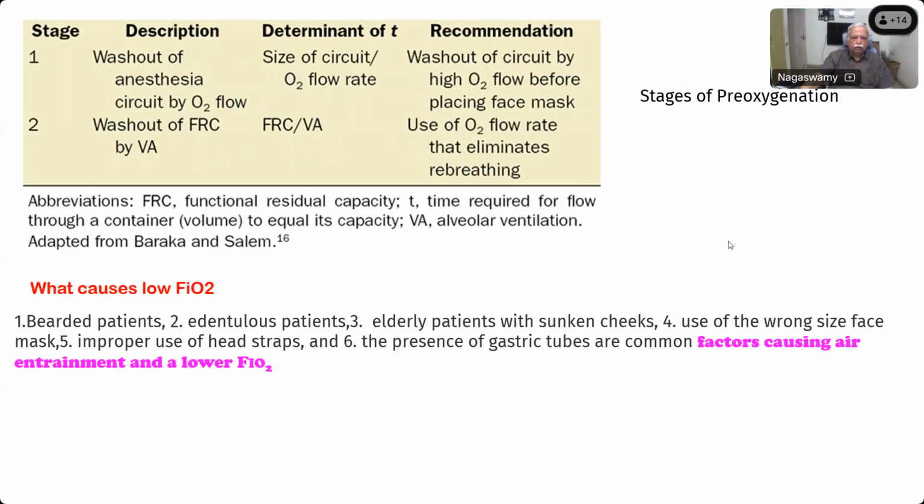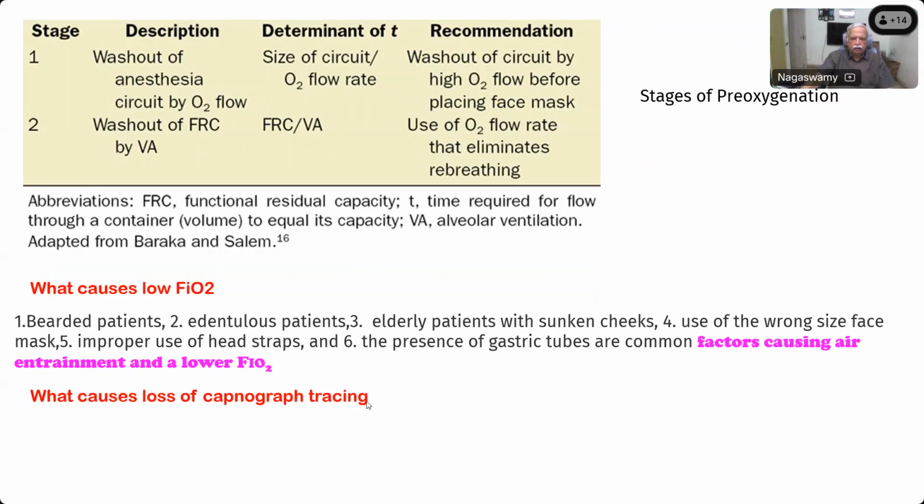What causes low FiO2? There are difficult situations like bearded patients, edentulous patients, elderly patients with sunken cheeks, and the use of wrong size face masks, improper use of head straps, presence of gastric tubes are all common factors causing air entrainment and the lower FiO2. So even if you are giving 100% oxygen, if there is a gap between the face and the face mask, it will take a longer time to achieve the replacement of air from the lungs with 100% oxygen.